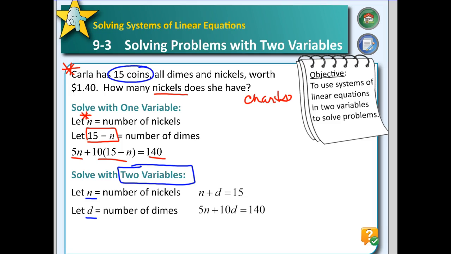We have a total of 15 coins, so we can say nickels plus dimes equals 15, and we know we have $1.40, so we can say 5 times every nickel plus 10 times every dime gives me the total value. So we can actually use 2 different variables in our story problem if we're in chapter 9, but I have to do 2 equations. So let's see how that's going to play out today as we look at our story problem.